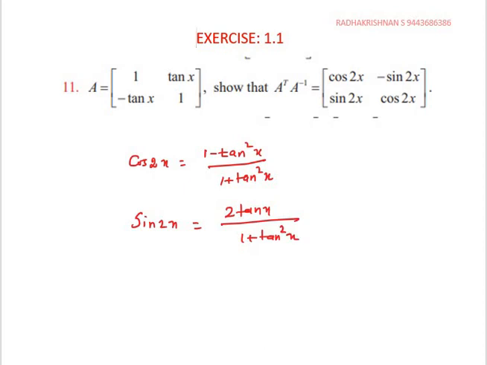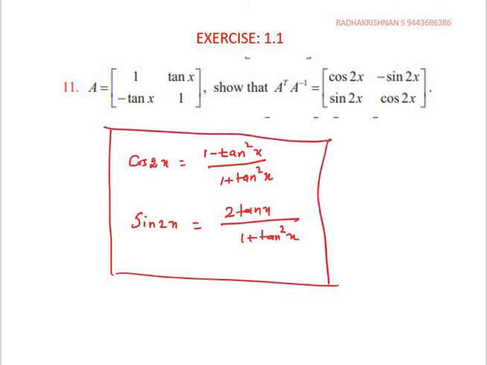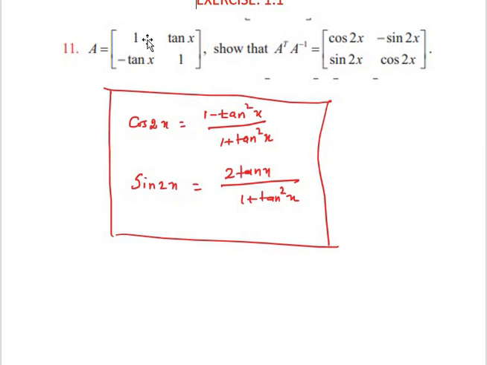Otherwise, take your 11th standard formula. Already you wrote many tests on these trigonometric formulas. I think most of you may be familiar with the formula for cos 2x, sin 2x or cos 2 theta. Therefore, this is the 11th standard formula. Cos 2x equal to 1 minus tan square x by 1 plus tan square x, and sin 2x is 2 tan x by 1 plus tan square x. Okay, now we'll go for the question.